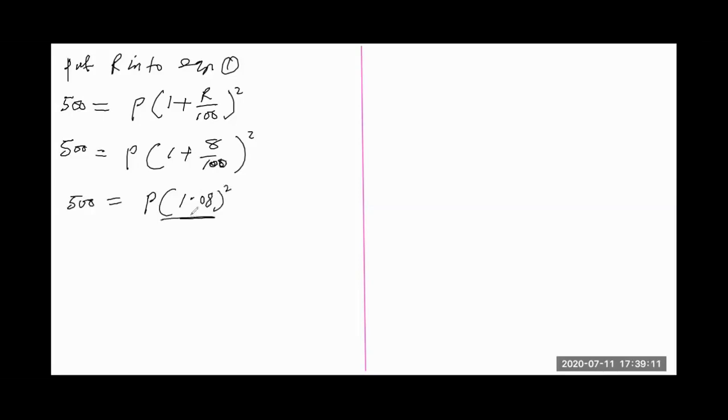So 500 is equal to p into 1.08 all square. Detach this one from p because you're looking for p, so you divide both sides by this expression. So p is equal to 500 divided by 1.08 all square. And with your calculating device, we can now say that our p is approximately equal to 429 naira. Actually, it will give you 428.6 something. So this is the approximate value of the answer.